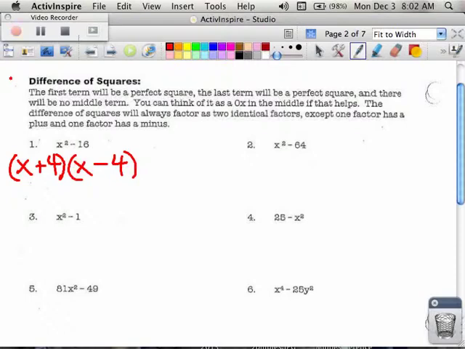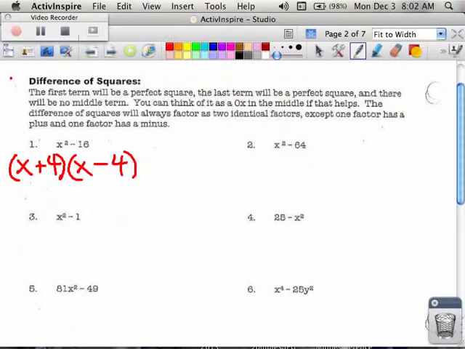So x times x, that's the x squared that you saw first. Positive 4 times negative 4 is the negative 16 that you see. And the reason that there's no middle thing is if you look at the inners, positive 4 times x, that's 4x, and the outers, x times negative 4, that's negative 4x, they always cancel out. And that's why there's no middle term. Okay, example 2 then.